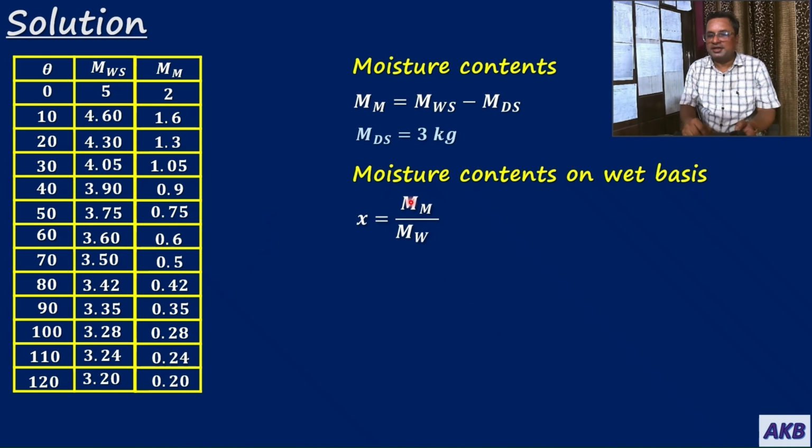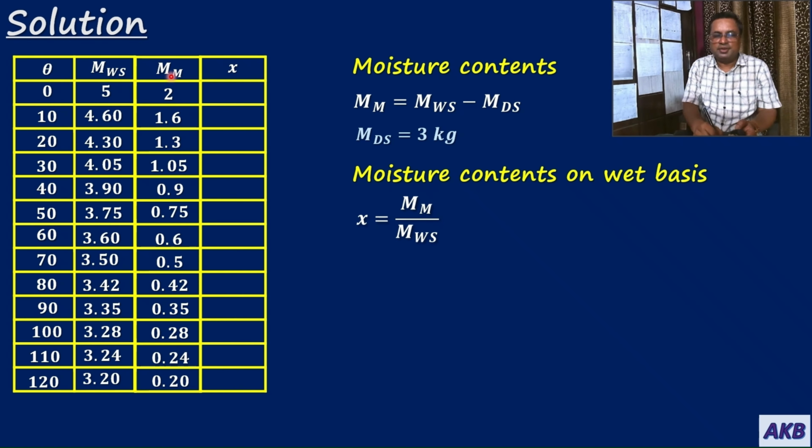Then we will get moisture content on weight basis, that is small x, and we are going to get it by using this equation, mass of moisture divided by mass of wet solid. So simply it will be mm upon mws. For the first, at t is equal to 0, it will be 2 upon 5, that is 0.4. Then 1.6 divided by 4.6 is 0.348. 1.3 divided by 4.30 is 0.302. Then 1.05 divided by 4.05 is 0.259.